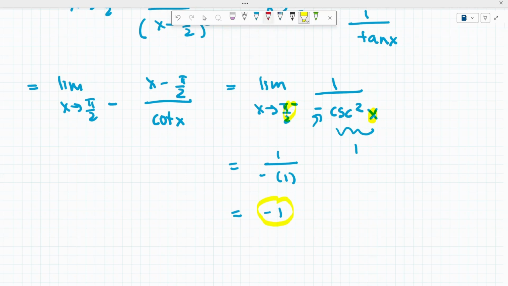So that was a bit of a trickier problem, but it shows that even if you don't explicitly have a ratio, you can create your own ratio and then apply L'Hopital's rule, which is an amazing skill to have.